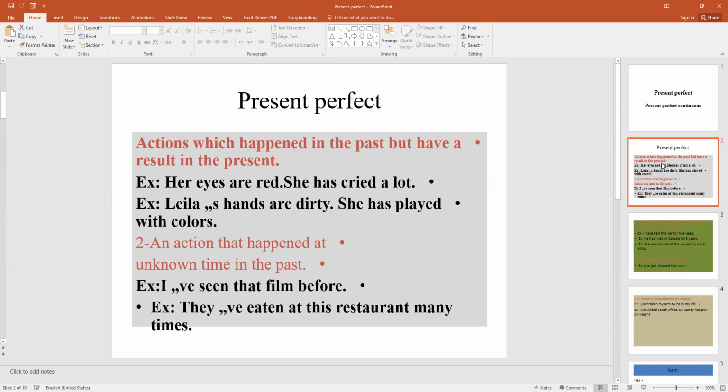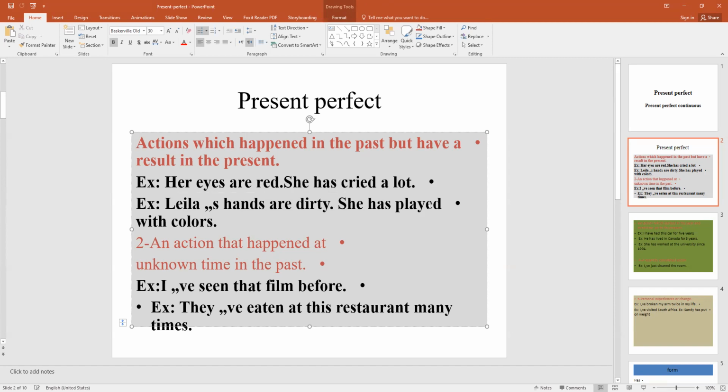Let's see the examples. Example 1. Her eyes are red. She has cried a lot. I ask you now, what's the result here? Her eyes are red, that's the result. So she has cried a lot. It means that this is present perfect tense because she has cried a lot. That's the verb, and it must be in present perfect tense.